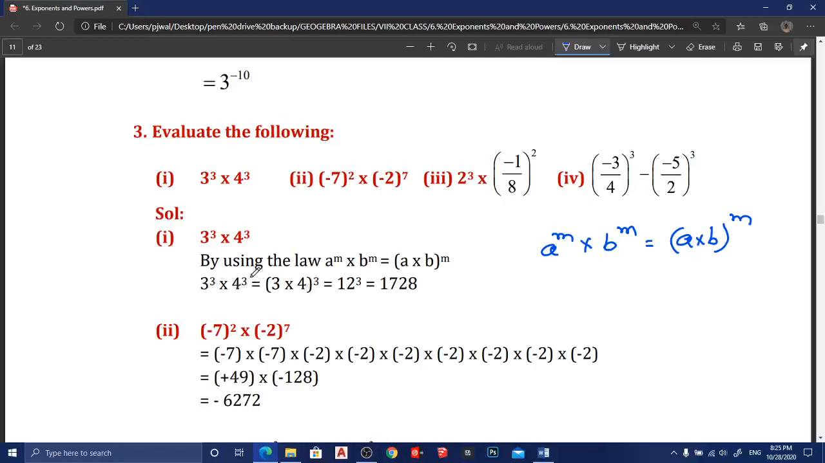Because it is 3 cube into 4 cube, how can I write this? 3 into 4 to the power of 3, which is 3 4s are 12 cube. But finding the value of this 12 cube, how can you find this? 12 cube means what? 12 into 12 into 12. Multiply. 12 12s are 144 into 12. By multiplying this, you will get 1728. Okay, this is evaluation. Next, minus 7 square into minus 2 to the power of 7.